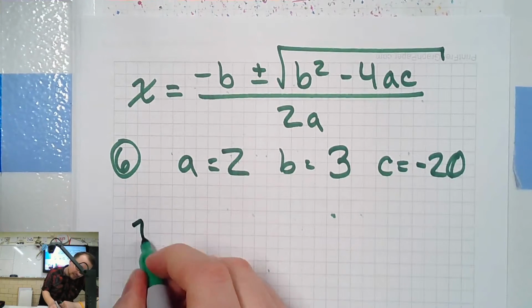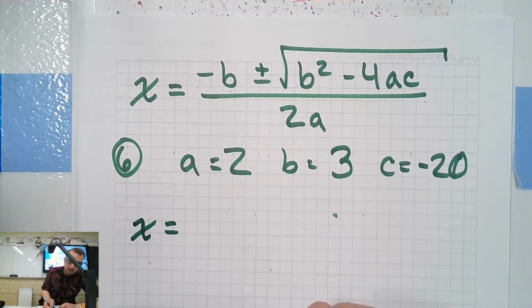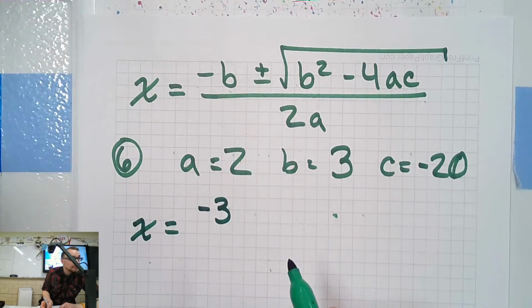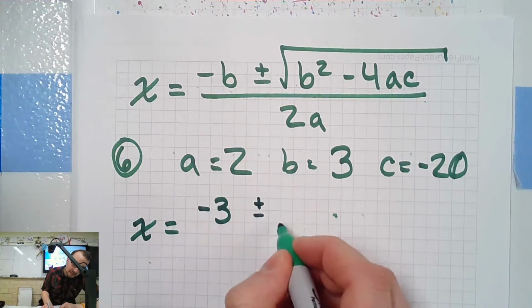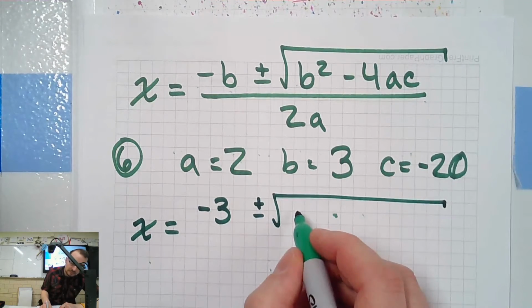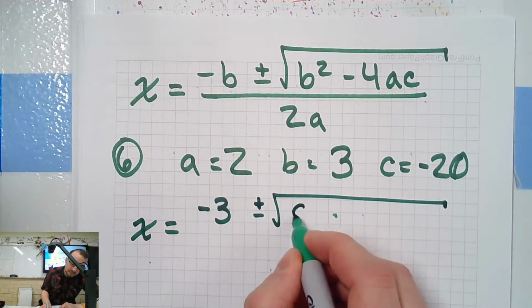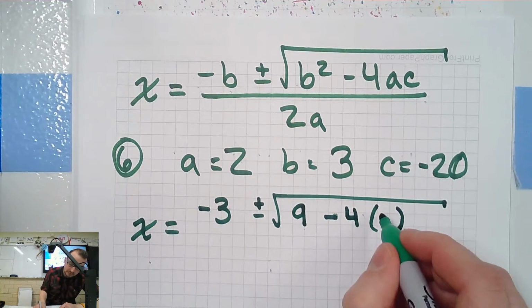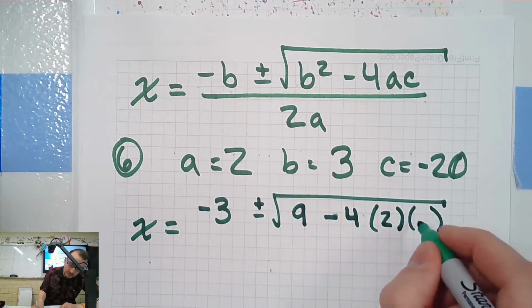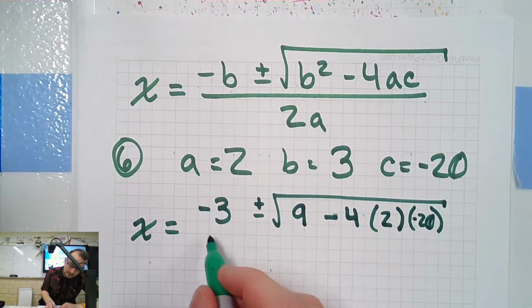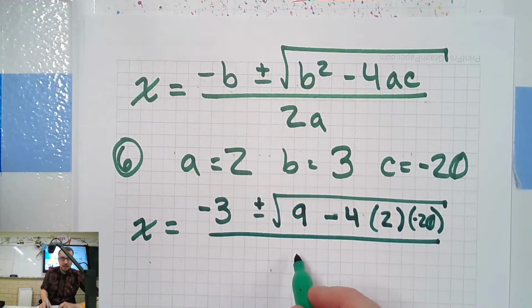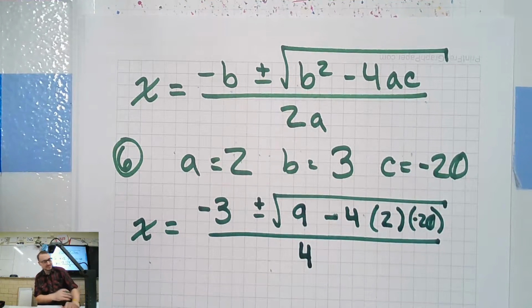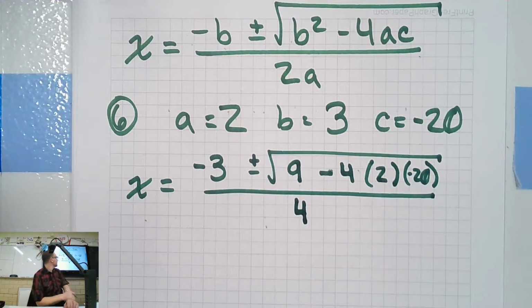So we're going to say that x equals the opposite of b. What's the opposite of b? Negative 3. What's b squared? Minus 4 times a. What's a? 2. Times c, which is? Negative 20 and a half. What's double a? 2a. This is where I got lost.